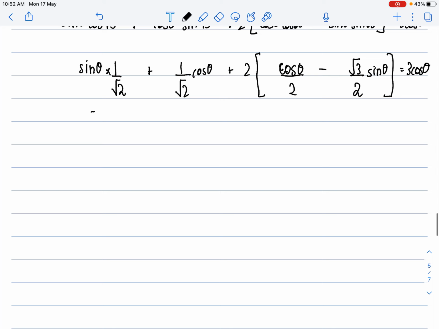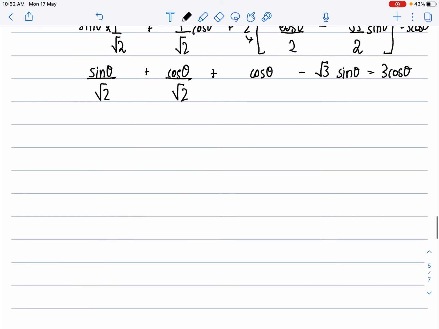So I can simply write this as sin theta over root 2 plus cos theta over root 2 plus, now when I take 2 inside the bracket, I'll get cos theta minus root 3 sin theta is equal to 3 cos theta. Now what I can simply do is, I can do 1 over root 2 minus root 3. Just do 1 over root 2 minus root 3.